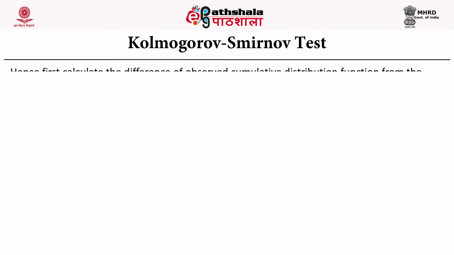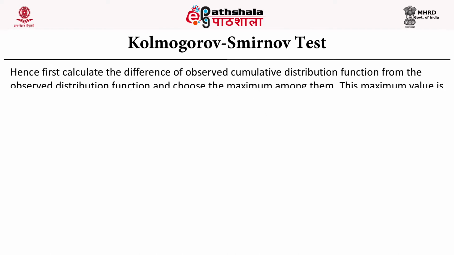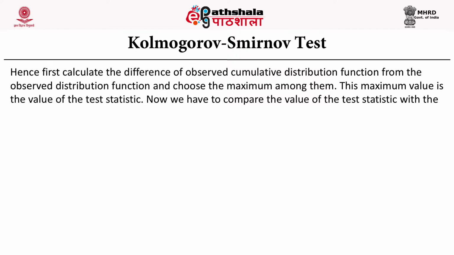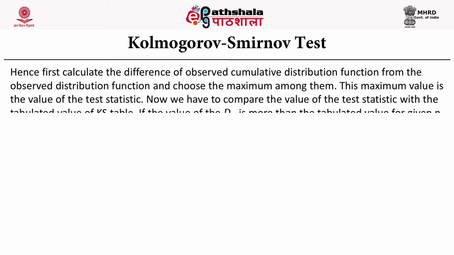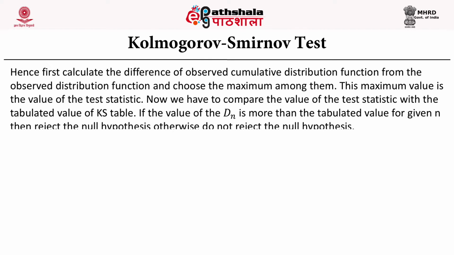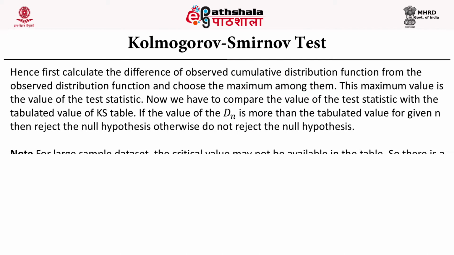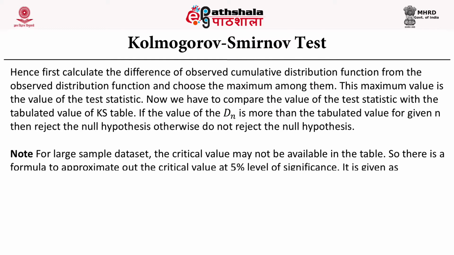Hence, first calculate the difference between the expected cumulative distribution function and the observed distribution function and choose the maximum among them. This maximum value is the value of the test statistic. Now we have to compare the value of the test statistic with the tabulated value of the KS table. If the value of Dn is more than the tabulated value for given n, then reject the null hypothesis, otherwise do not reject the null hypothesis. There is a note here. For large sample data sets, the critical value must be computed differently.